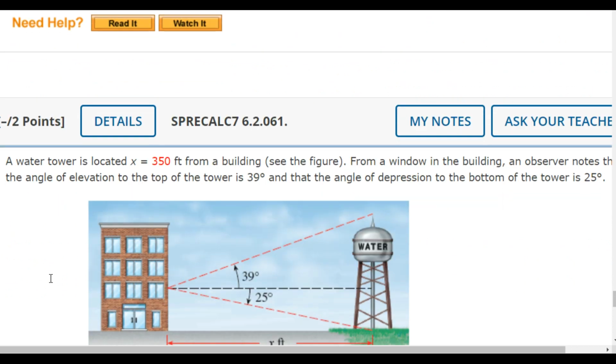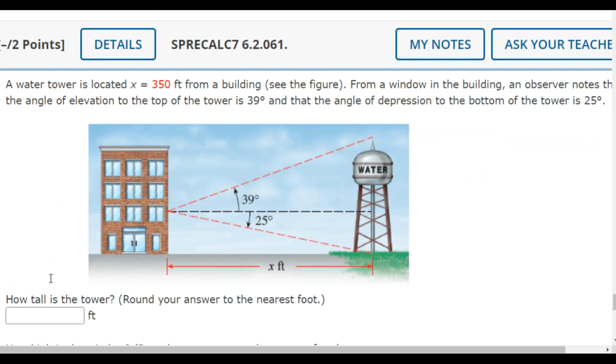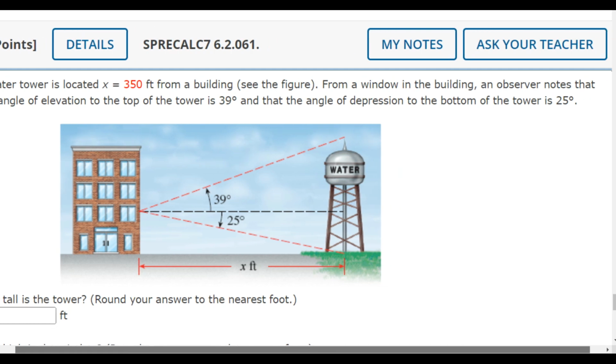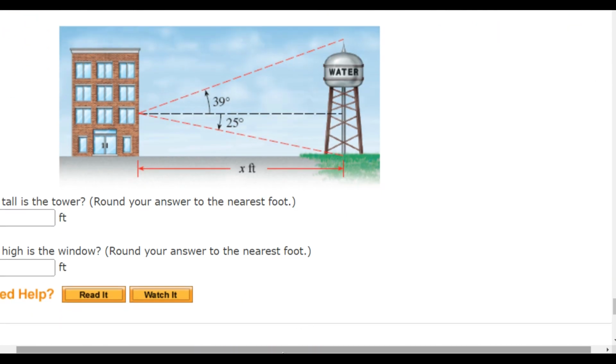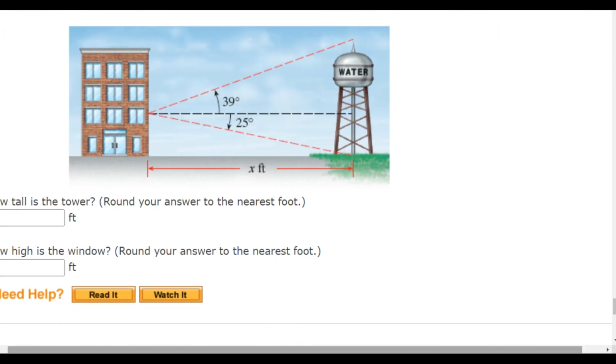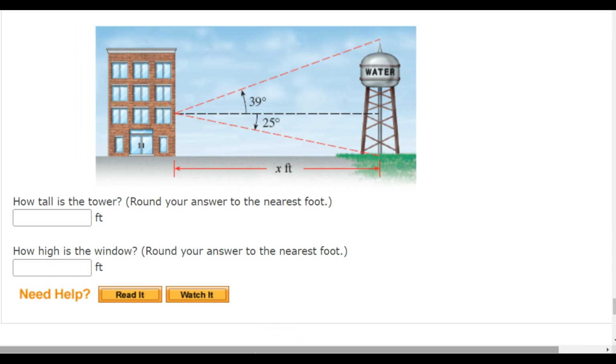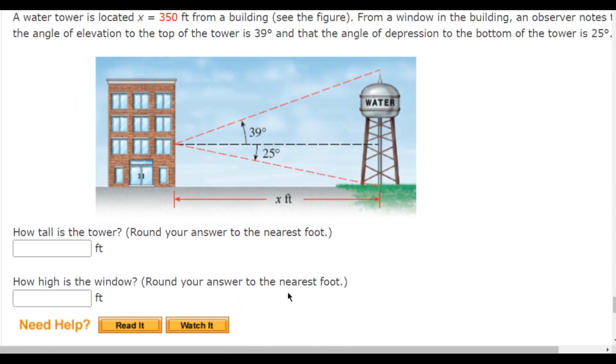A water tower is located 350 feet from a building. From some window in the building, an observer notes that the angle of elevation to the top of the tower is 39 degrees, and the angle of depression to the bottom is 25 degrees. And then they want to know how tall the tower is, how high off the ground the window is. Okay, no problem.